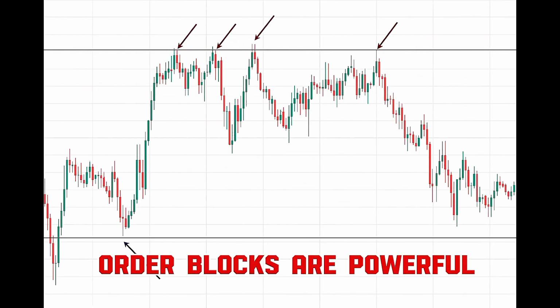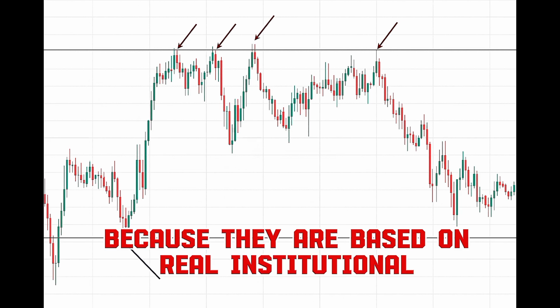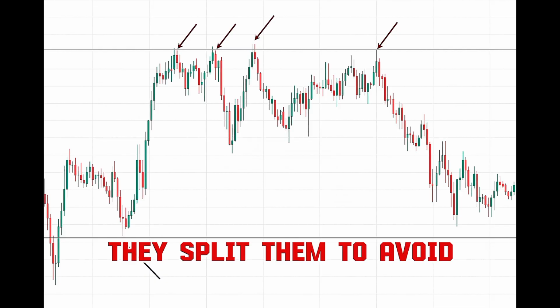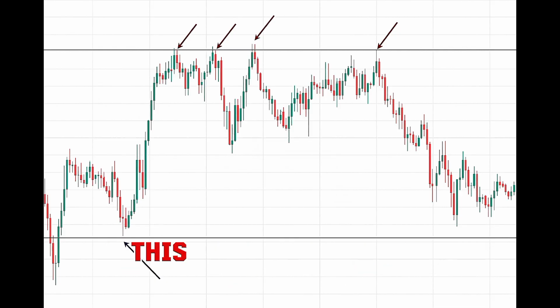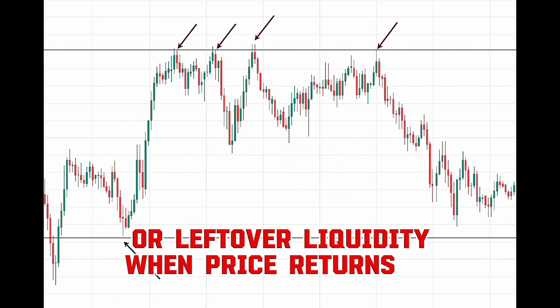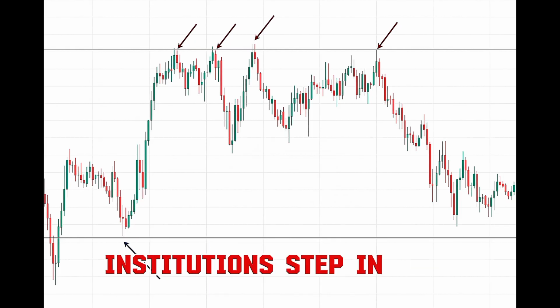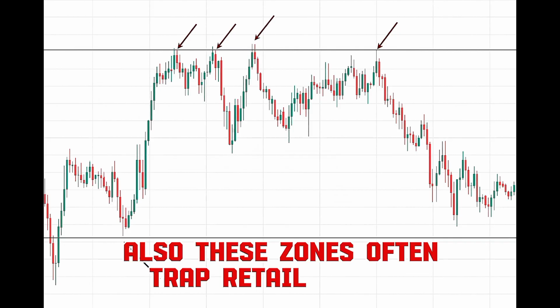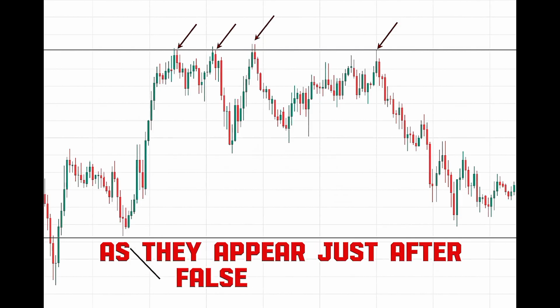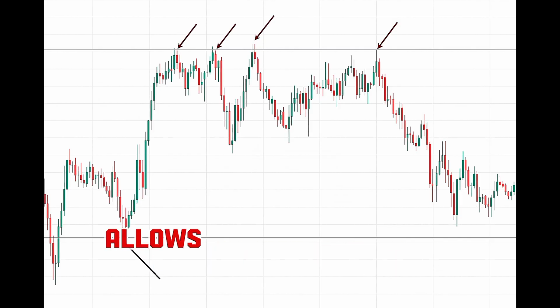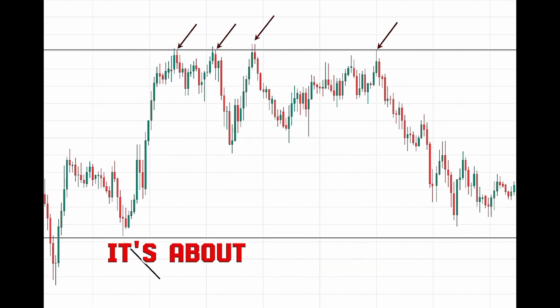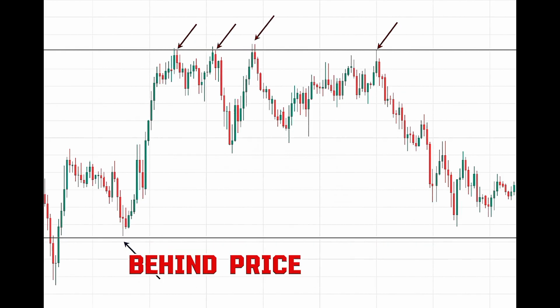Order blocks are powerful because they are based on real institutional activity. Banks and large traders don't place all orders at once, they split them to avoid slippage and control the market. This creates areas of unfinished business or leftover liquidity. When price returns to these zones, institutions step in again, creating strong reactions. Also, these zones often trap retail traders, as they appear just after false breakouts. Understanding OBs allows you to anticipate these traps and trade smarter. It's not magic, it's about understanding the real behavior behind price movement.